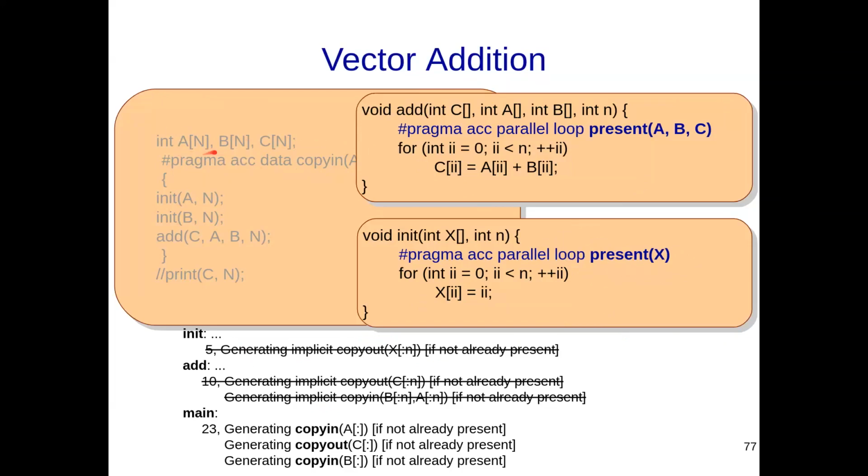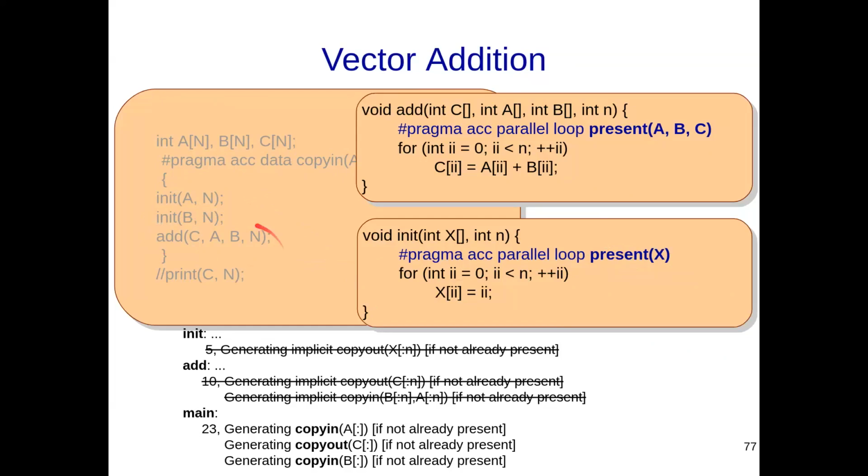We have A and B allocated on the CPU memory. Then I'm going to say copy A and B to the GPU memory at the entry of this block, and at the exit of the block, copy out C from GPU to CPU. When I reach the initialization, I know that A is already copied in, and therefore the compiler should not even think of checking whether A is present. So I specify that A is already present. Then I go to init of B. B is also already present, is what the programmer specifies.